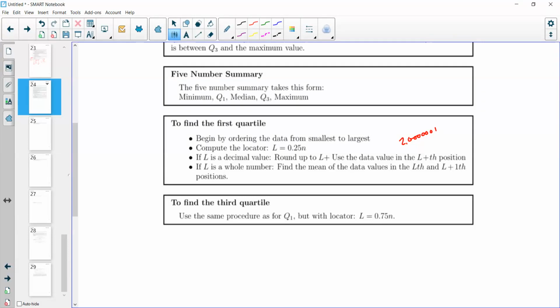Anytime you're calculating a location, if you get a decimal in your answer, you bump it up to the next highest whole number. If L is a whole number, you need to find the mean of the data values in the Lth position and the L plus first position. And to find the third quartile, it's the same way as the first, but the factor is 0.75 n.